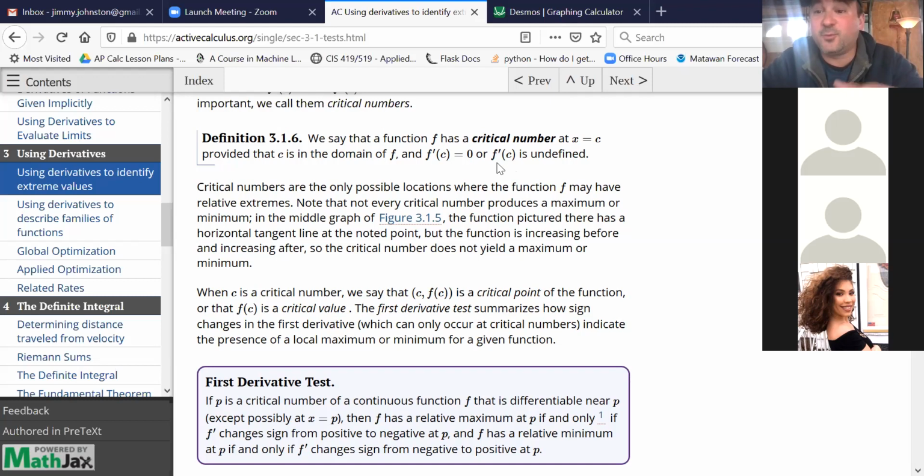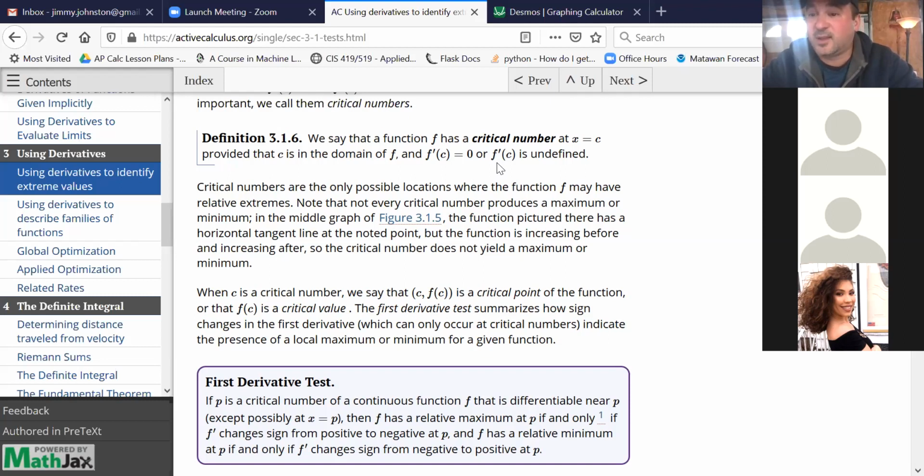But if you were a local min or a max, you would be a critical number. So there are critical numbers that aren't local mins or maxes, but every local min or max is a critical number. See that little difference there? It's kind of like the whole square is a rectangle, but not all rectangles are squares type piece. And so that's the thing with critical numbers.